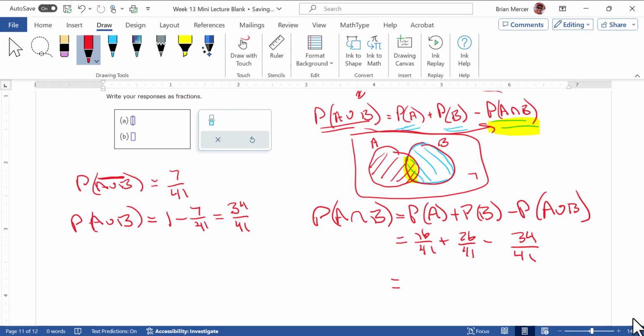And 16 plus 26 minus 34, that's 8 out of 41. And it doesn't tell us to do that as a decimal, so that's going to be the final answer there for part A, is 8 out of 41.